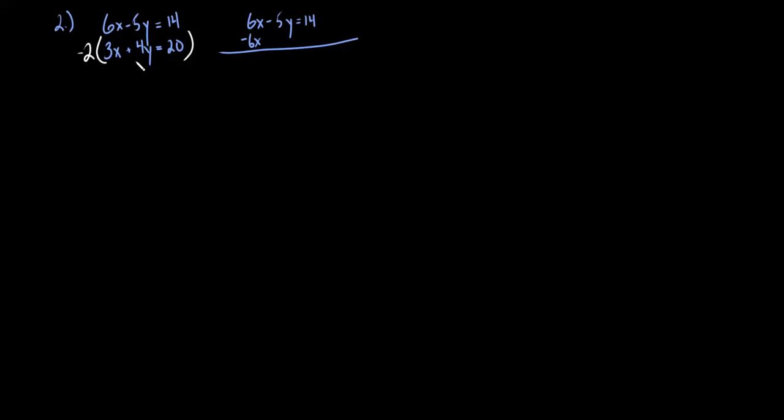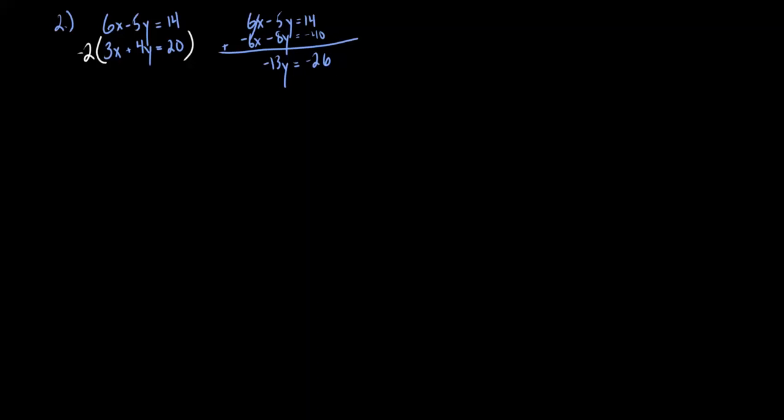So I have negative 2 times 4y, which is going to get me negative 8y, and negative 2 times 20, which is negative 40, okay? But now, as you can see, when I add these two equations together, 6x plus negative 6x cancel out. So the x's are gone. Negative 5y plus negative 8y is negative 13y, and 14 plus negative 40 is going to be negative 26, okay?